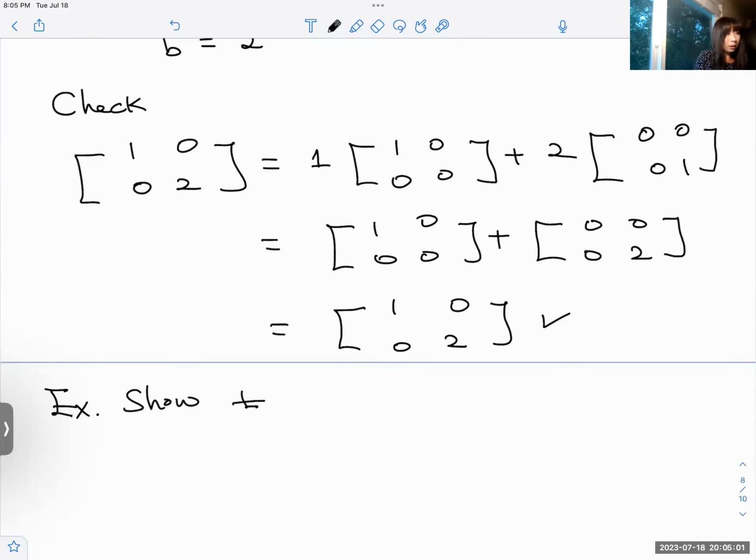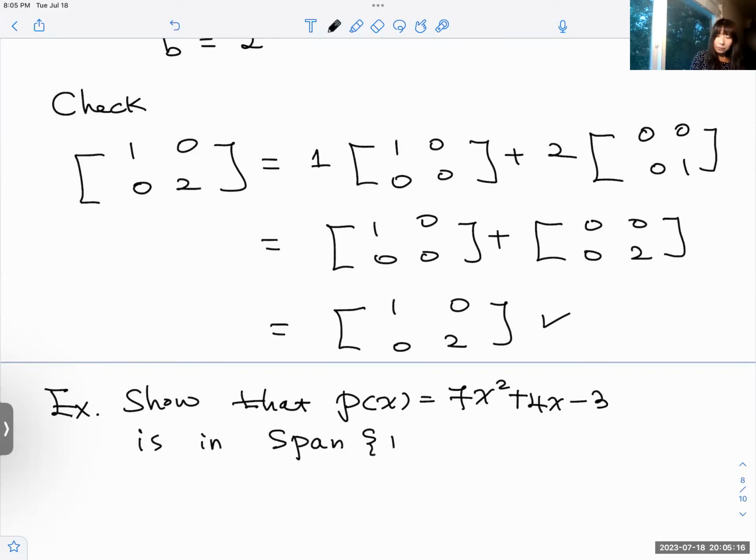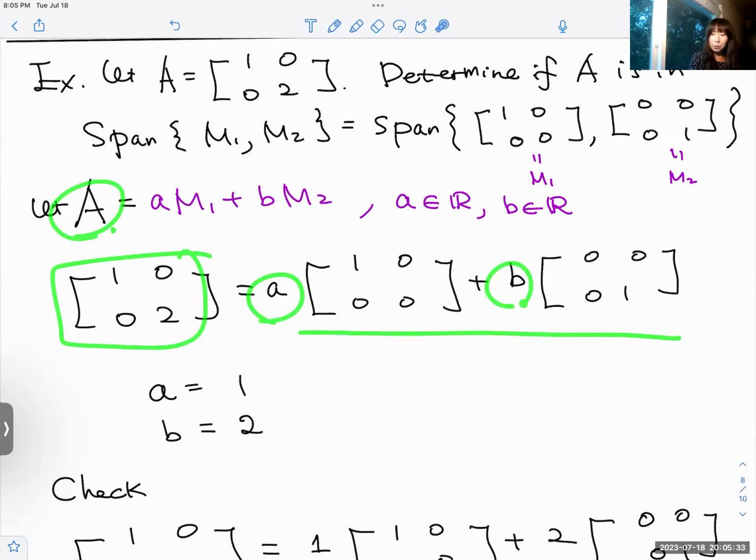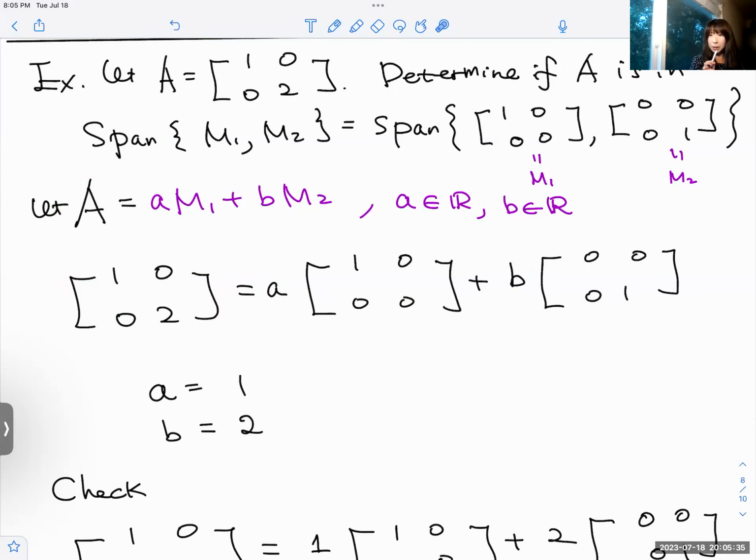Show that p of x equal to 7x squared plus 4x minus 3 is in the span of 4x squared plus x, x squared minus 2x plus 3, right? So once again, like earlier, A is in the span, then we can use it like that, and we are looking for the scalar multiplication.